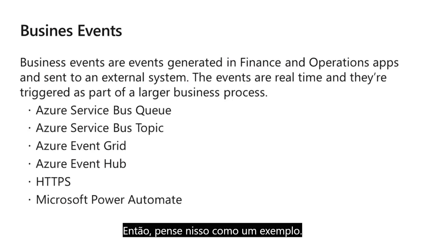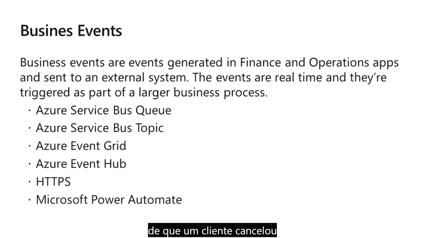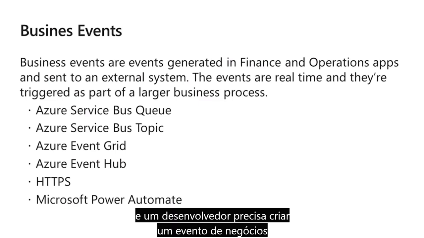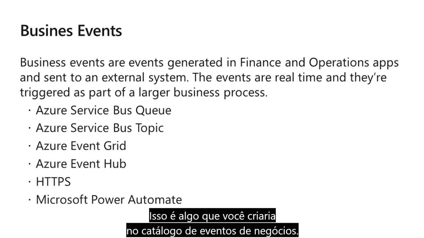So think about this as an example. You want to send a signal to your third-party warehouse system that a customer canceled a purchase order. A developer has to create a business event to send that signal upon cancellation. This is something that you would create in the business event catalog.